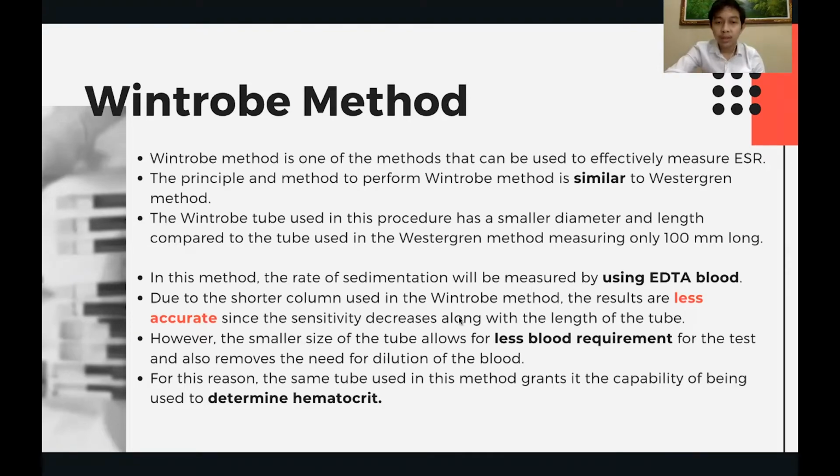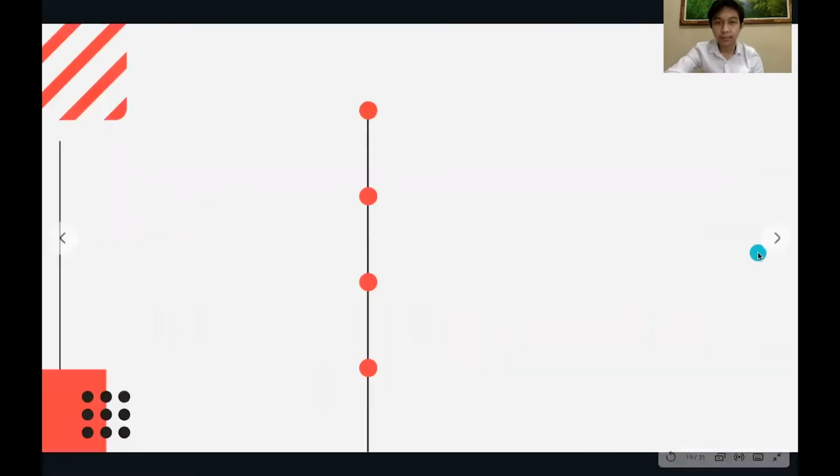Due to the shorter column used in the Wintrobe method, the results are less accurate. However, the smaller size of the tube allows for less blood requirement for the test and also removes the need for dilution of the blood. For this reason, the same tube used in this method grants it the capability of being used to determine hematocrit.